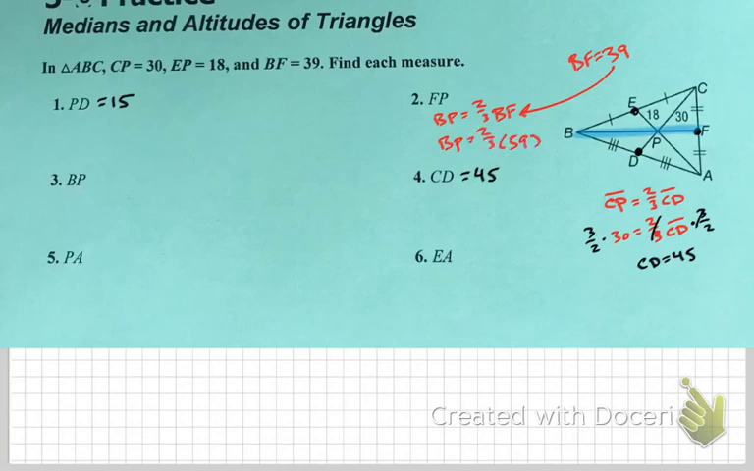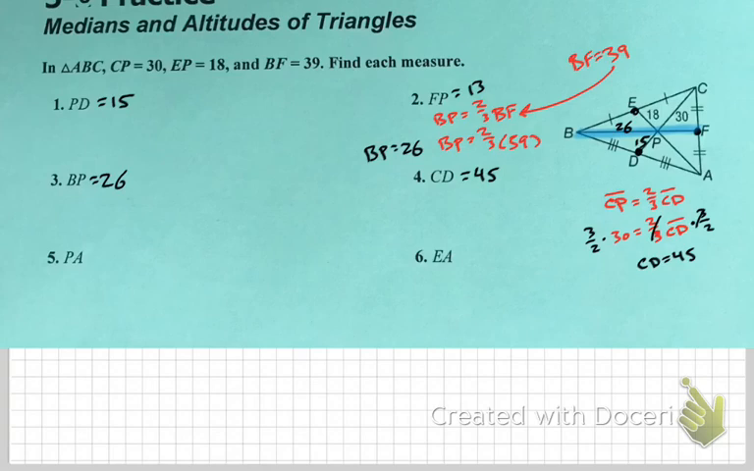2/3 times 39: 39 times 2 is 78. 78 divided by 3 is 26. So that means that BP equals 26. Draw a little 26 there. If BP is 26, then PF is 39 minus 26, or 13. I'm guessing they asked for BP somewhere else. Yes, they do. It's 26 right here.